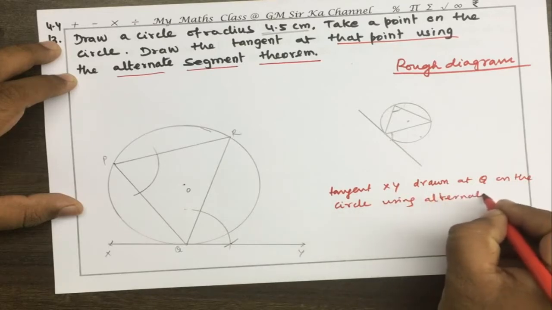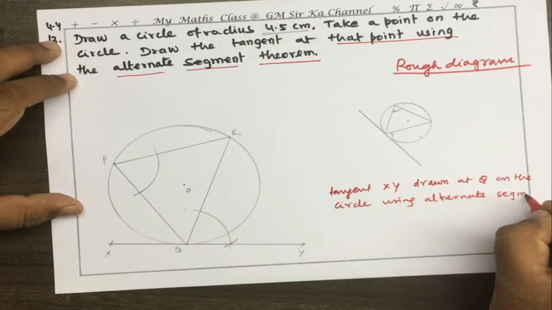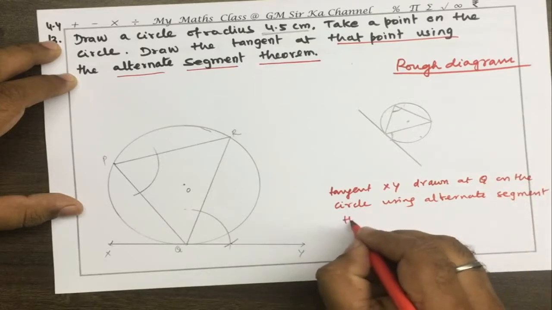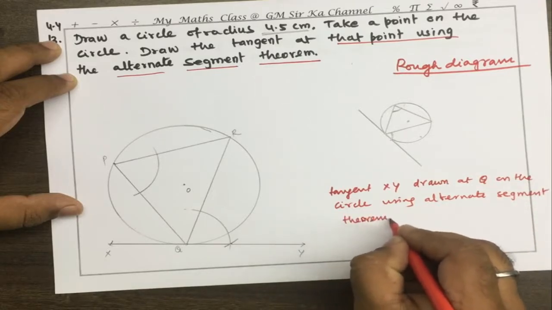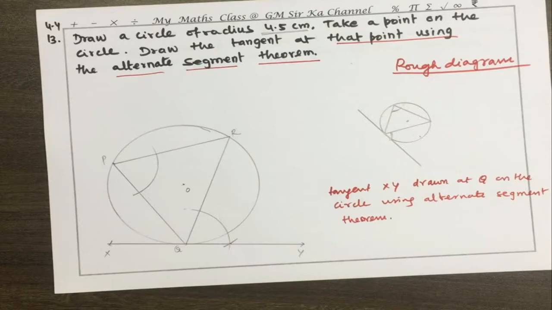Using alternate segment theorem, you can write the construction, points of construction one by one, how we have drawn the fair diagram and the rough diagram. That's it.